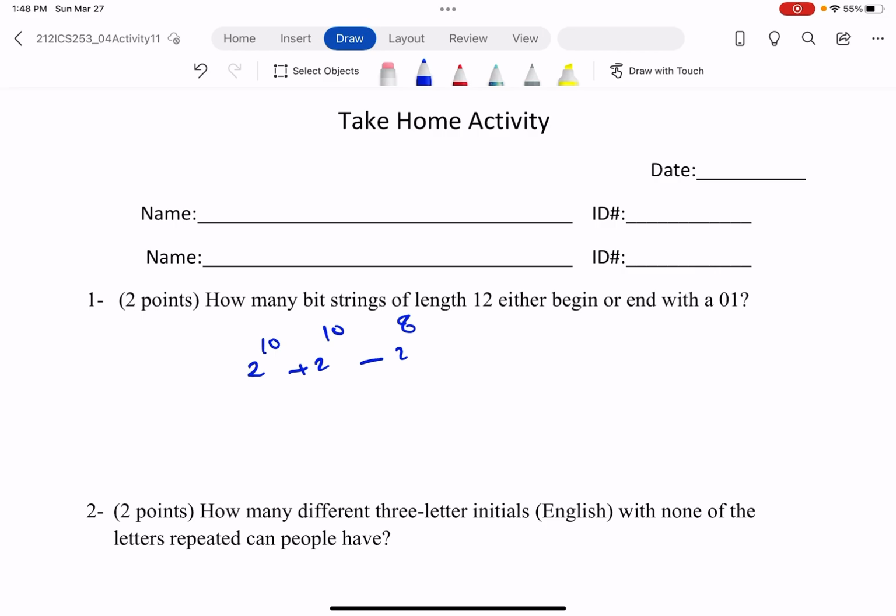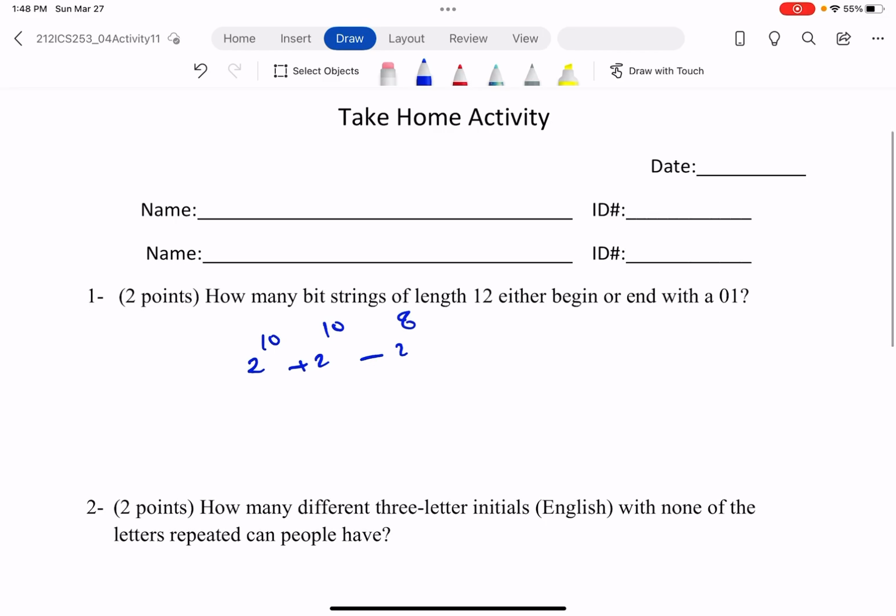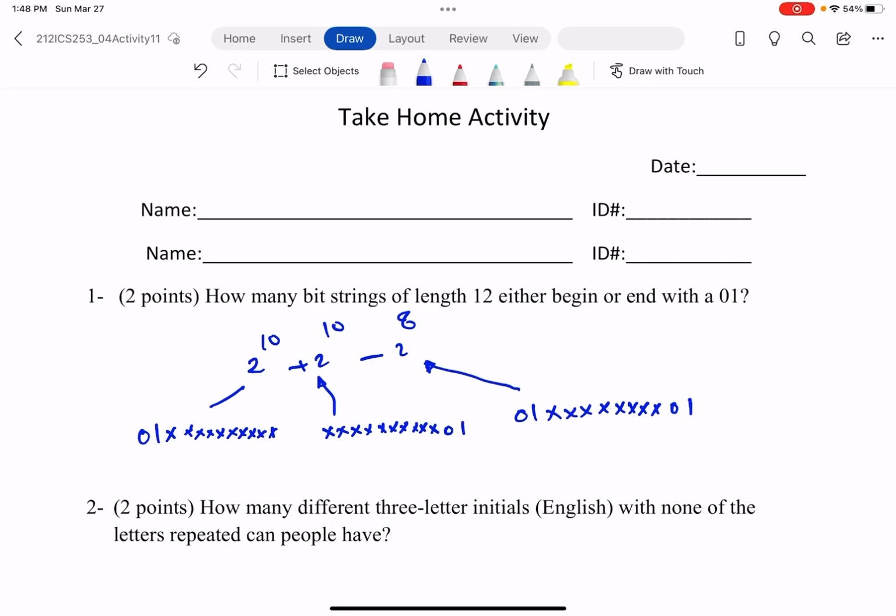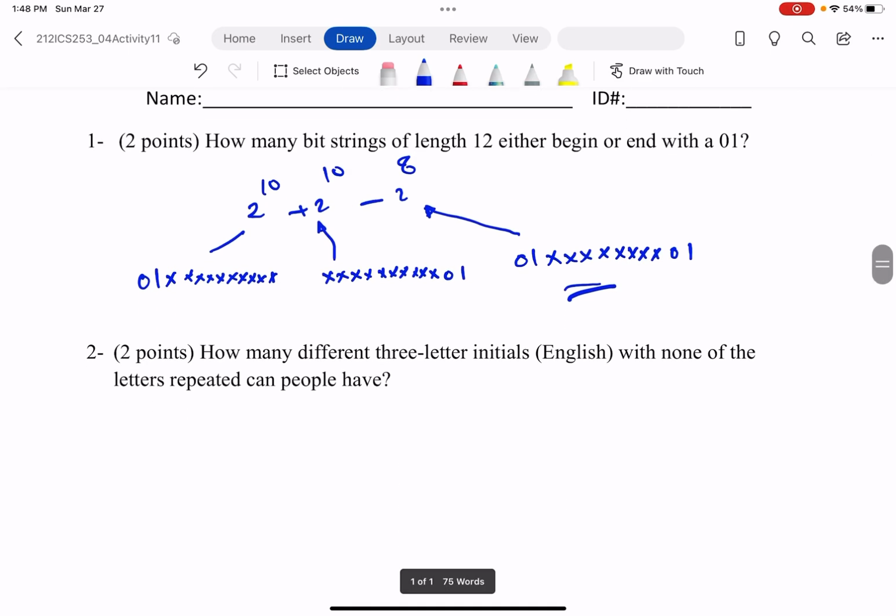And we did this, right? Yes, this is for the one that starts with a 0, 1, right? Zero, 1, 2, 3, 4, 5, 6, 7, 8, 9, 10, 11, 12. Well, this one ends with 1, 2, 3, 4, 5, 6, 7, 8, 9, 10, 11, 12. And this one is basically the overcount, 1, 2, 3, 4, 5, 6, 7, 8, 9, 10, 11, 12. So we remove the overcount. Okay, what about this one?